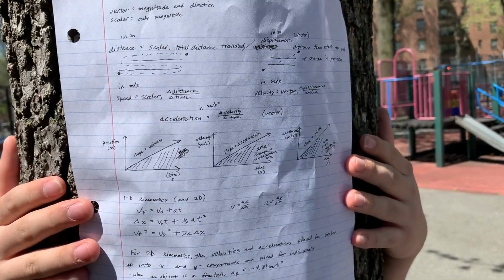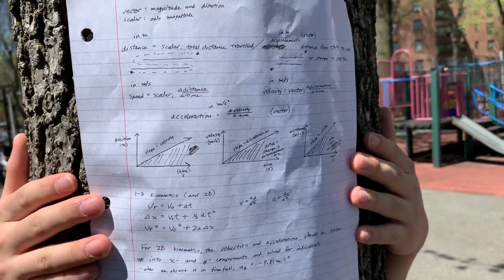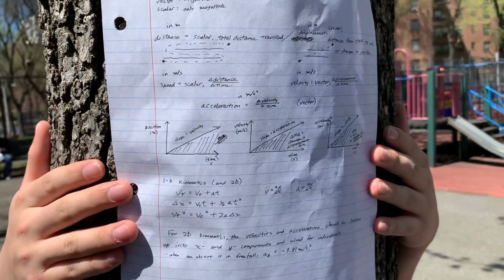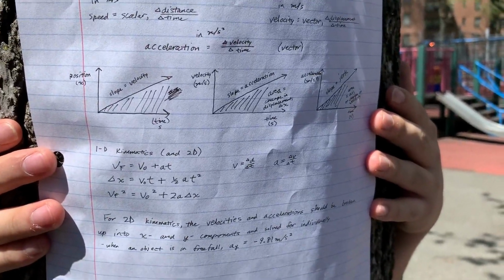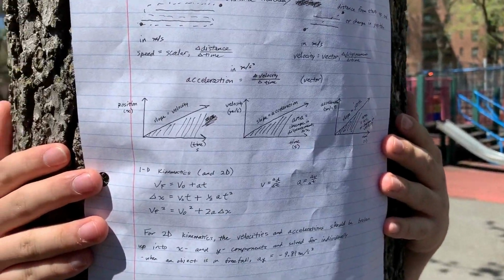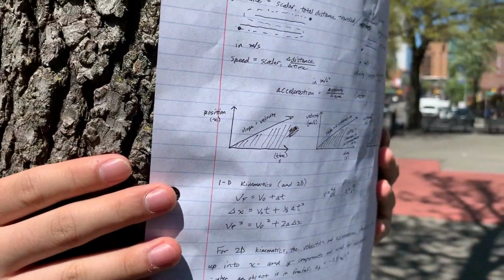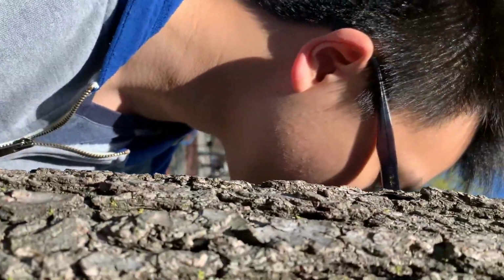And then we have speed, which is also a scalar quantity. Speed is the change in distance over the change in time. Velocity is a vector, and it is the change in displacement over change in time. And finally, we have acceleration, which is the change in velocity over time. Acceleration is a vector.